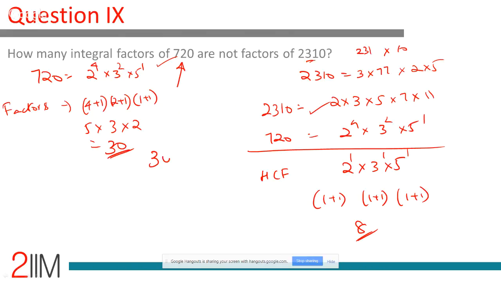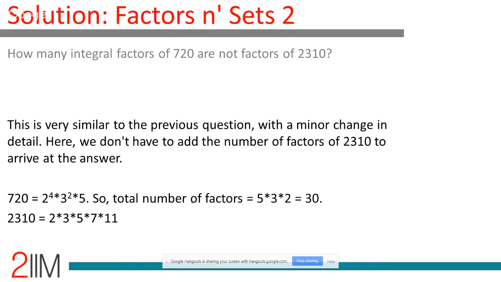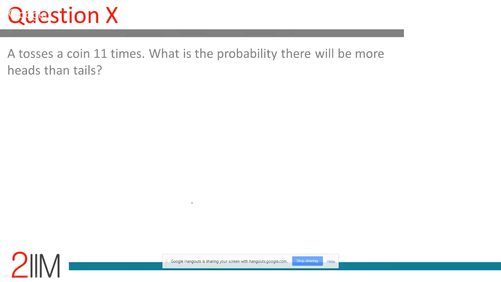720 has 30 factors, of which 8 are also factors of 2310. 22 numbers are there that are factors of 720, but not factors of 2310. That's the answer we're looking for.